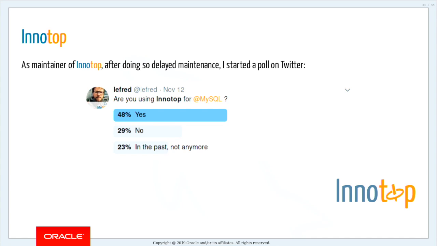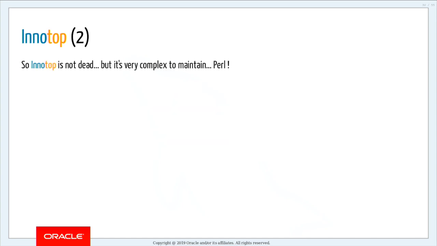And I heard many times, oh, Innotop is dead, nobody uses that. So I started a poll on Twitter. I said, are you using Innotop? And when I see this result, I don't think Innotop is dead, right? Innotop is not dead, but it's very complex to maintain. Why? Because it's written in Perl. Who likes to write Perl these days? There are some. You like. Booking guys, not here, but they like. I do like it a bit, but less and less. Maybe this is the reason why we have less and less contribution in Innotop.